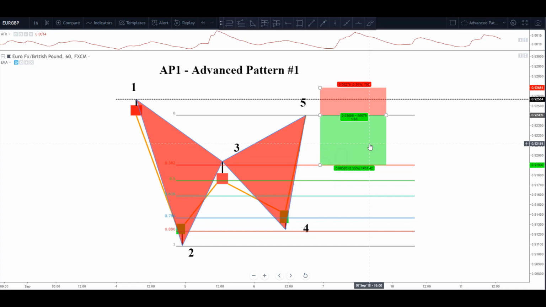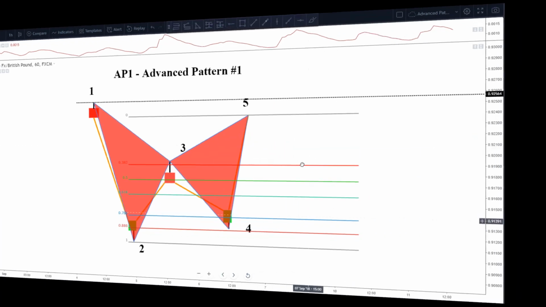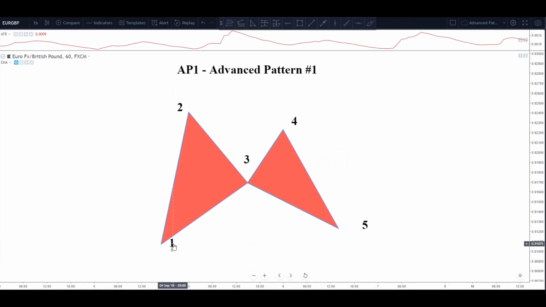Now, in the bullish direction, it's completely the opposite of this. I'll go ahead and do a brief example of that, run through it really quickly for you, and then we'll take a look at the charts and look at some trading opportunities on actual candlesticks. So let's go ahead and look at a bullish version of this. Okay, traders, so here's a bullish version of the AP1.